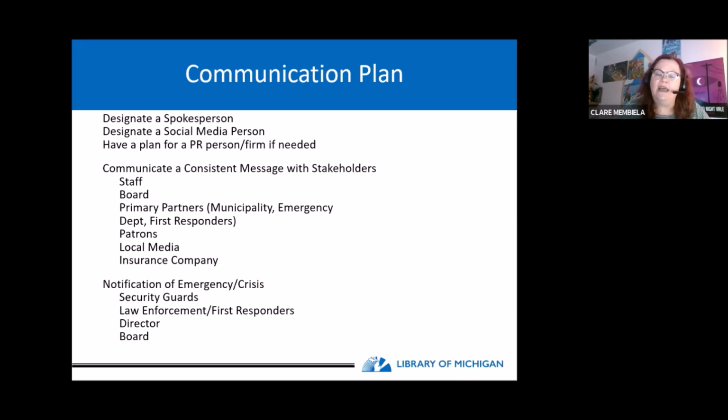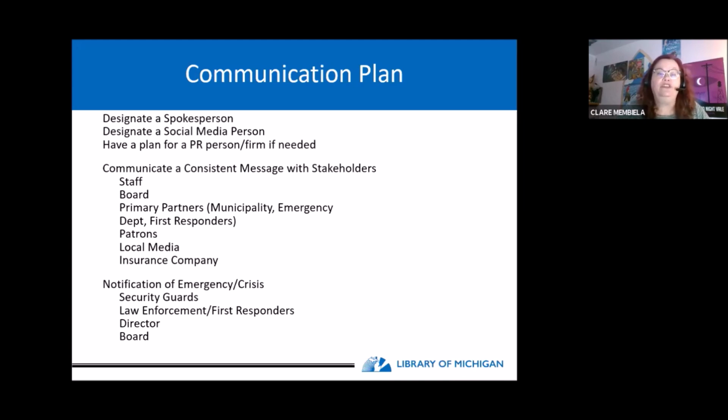A lot of times the board president gets all the information, and for whatever reason, sometimes they're not as good at communicating it out. Maybe they're dealing with their own things having to do with the emergency. Maybe there's no cell service. Maybe there's no electricity. Make sure that someone has authority and someone is consistently communicating with any primary partners: emergency management, municipality, law enforcement, and patrons.